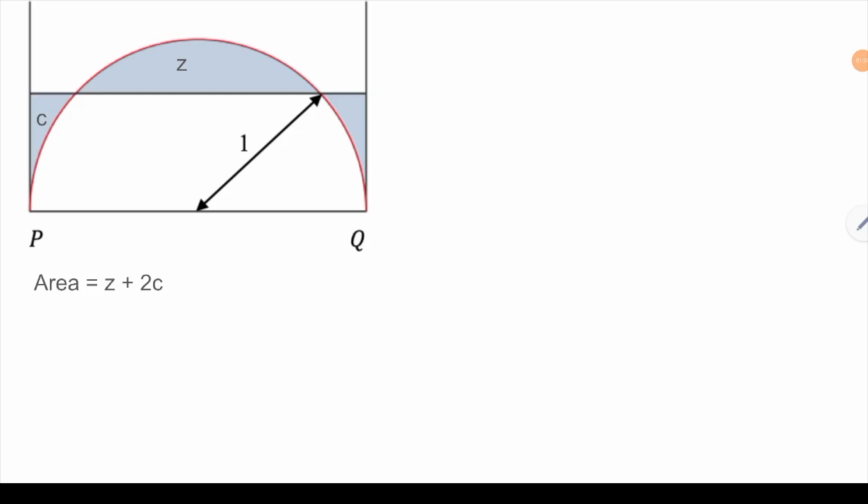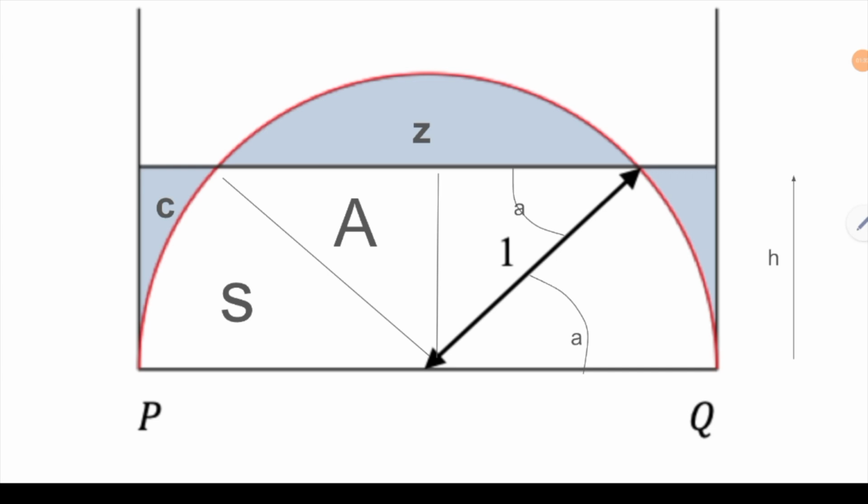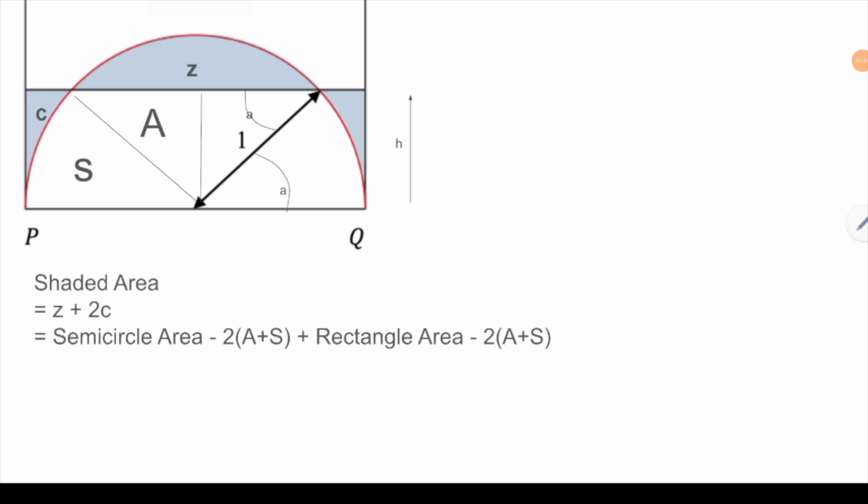Looking at that, I can think of a way to split it up. Split the white area into these sections: 2 right angle triangles and 2 sectors. Because we know the formula for the area of a triangle and the area of a sector, we can express the white area pretty easily. This is what I've just described. We've substituted Z with the area of the semicircle minus the white area, and 2C with the area of the rectangle minus the white area.